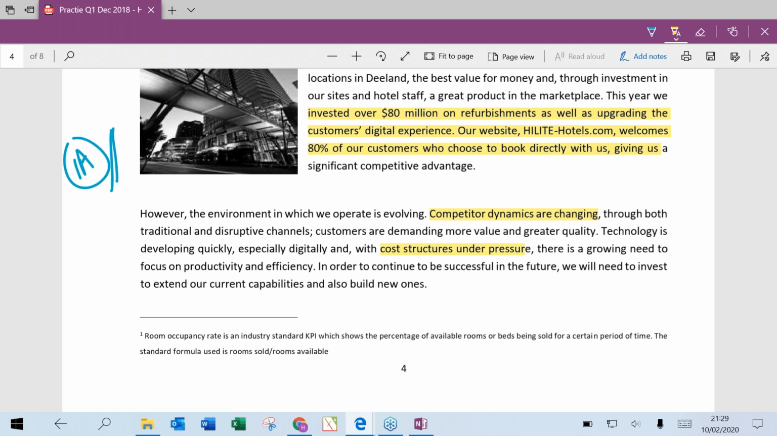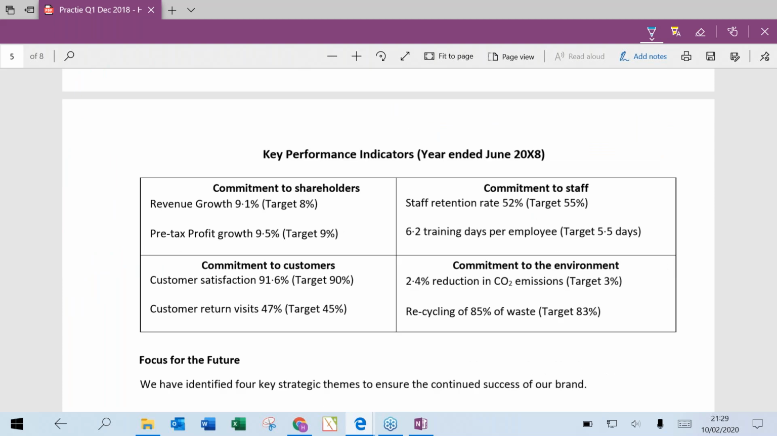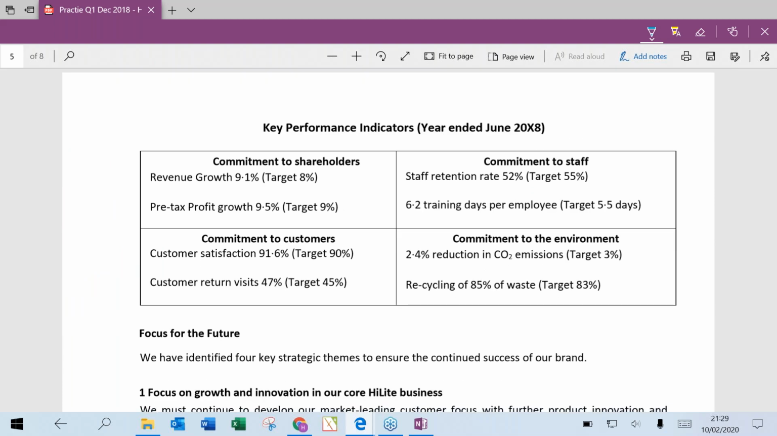Anything on SFA? Anything about our acquisition? Maybe, maybe not. So just let me make a note. I don't know which question, so I will just say this paragraph talks about competition and cost pressure. So I'm just putting a tag or a name to the paragraph. Okay. So when I don't know where to use, I just give a tag. Now, key performance indicators.